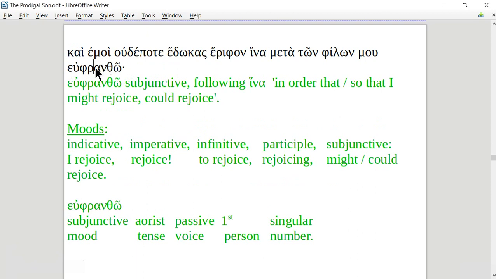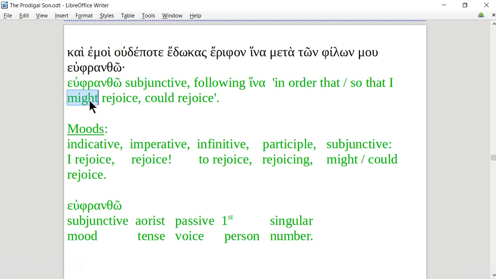Next point to comment on is euphranto. Now this is a subjunctive following hina, in order that. So in English we could translate it, in order that, or so that I might rejoice, so that I could rejoice. Notice when we use the might in modern English, it really only has the one meaning, like I might rejoice or I might not. That's the usual meaning that it has in modern English. But in older, more formal English, it was the subjunctive, so that I might rejoice. So we could translate it as so that I could rejoice.